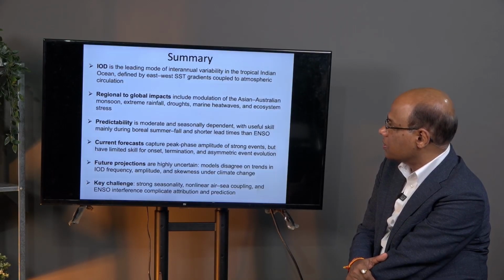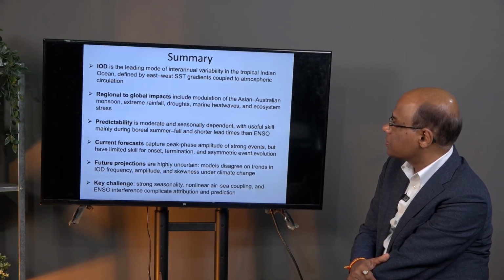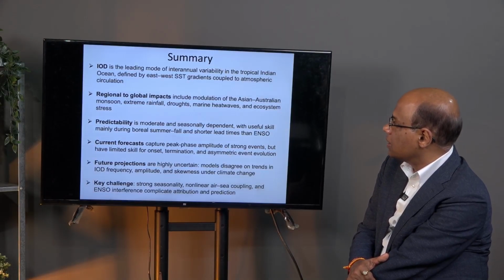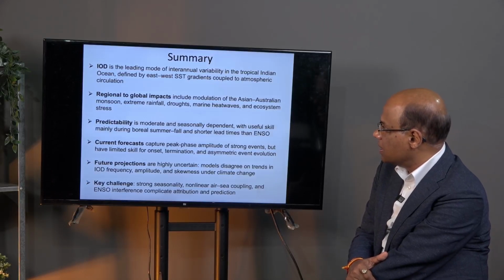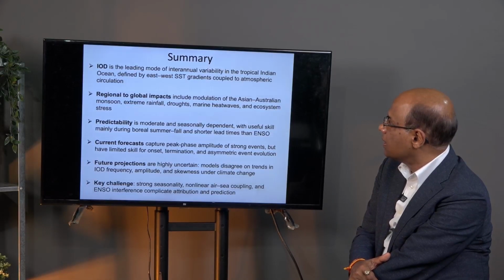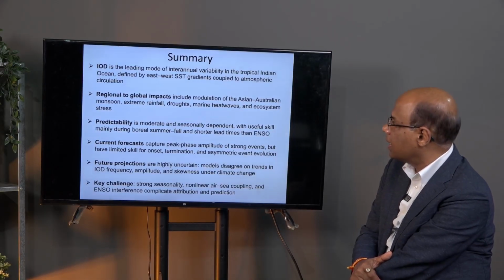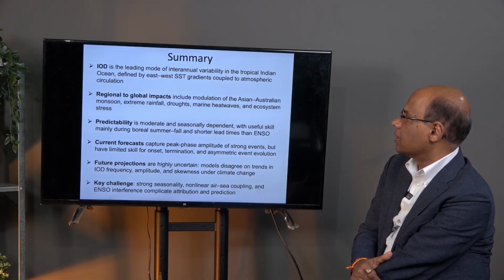It has both regional to global impacts that include modulation of the Asian-Australian monsoon, extreme rainfall, the Indian monsoon, droughts, and marine heat waves. So, if you have negative Indian Ocean dipole, you have marine heat waves in the eastern side; if you have positive Indian Ocean dipole, you have marine heat waves on the western side, and that affects the ecosystem over the ocean. Similarly, if you have more rain or less rain over land, it affects the ecosystem, agriculture, and farming over land.